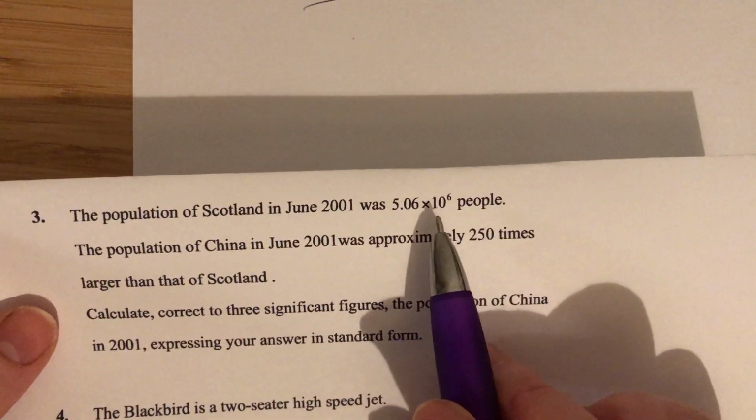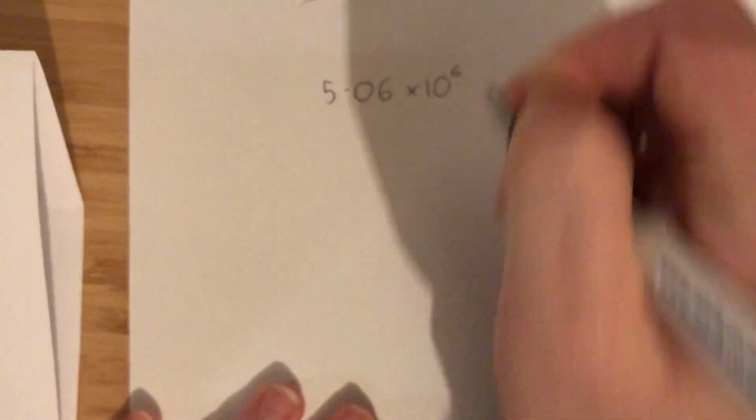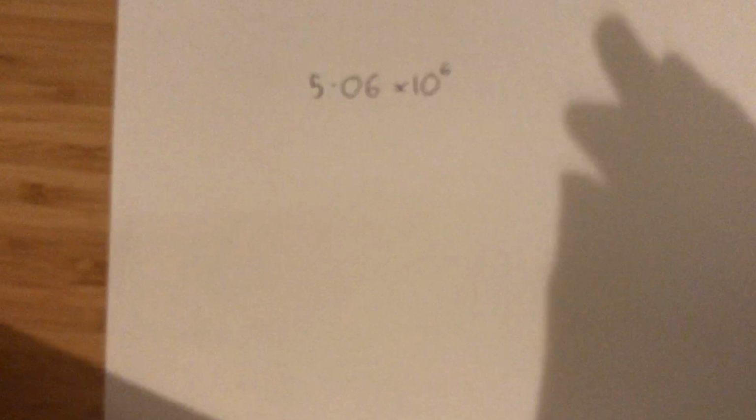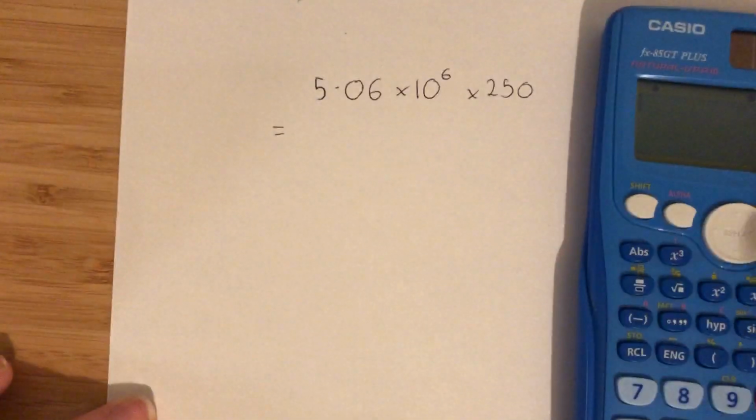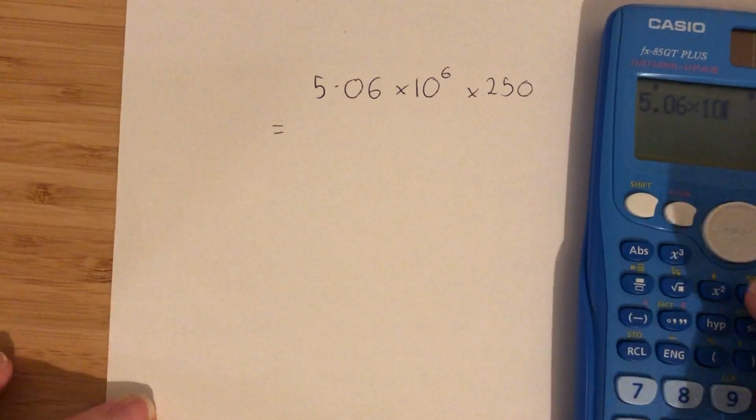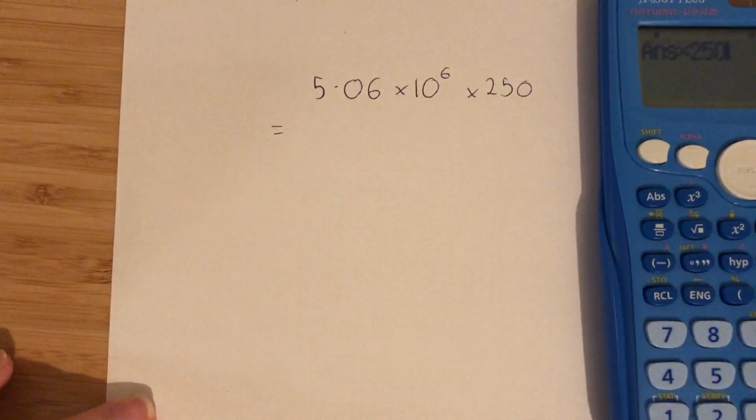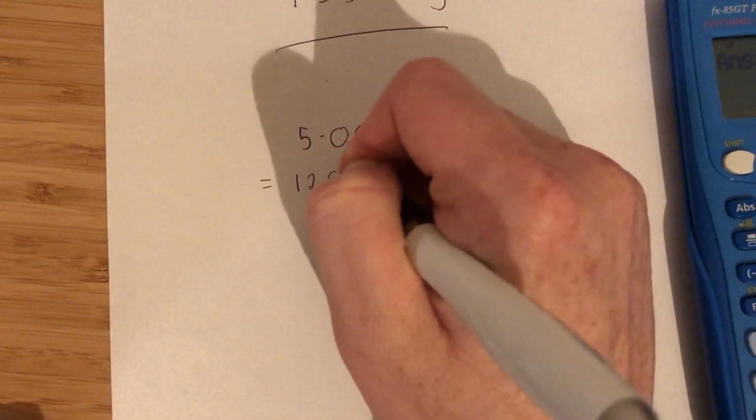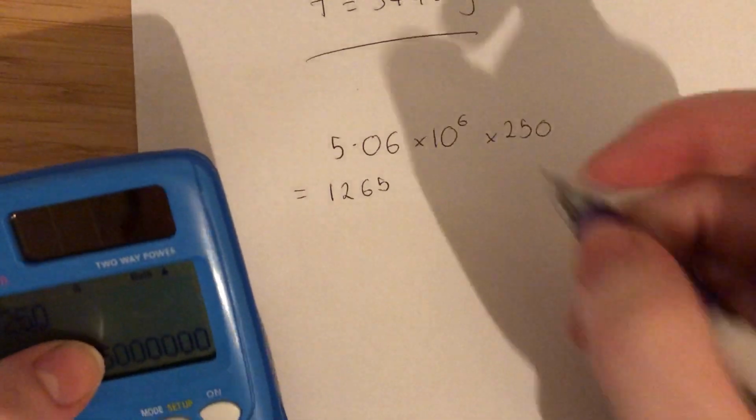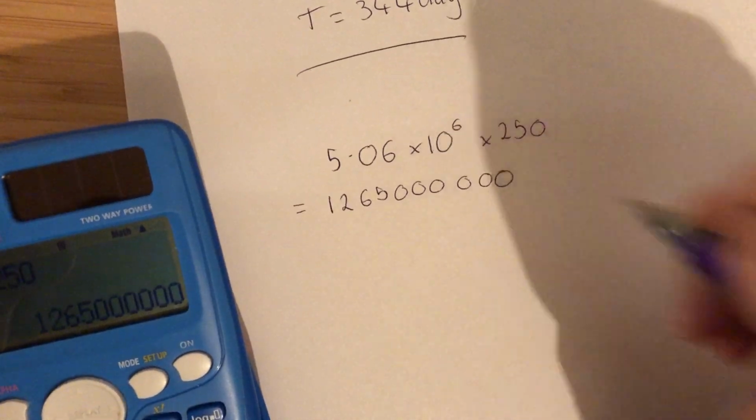So it was 250 times bigger, so we're just going to take the population of Scotland, which is 5.06 times 10 to the power of 6. And we were told that it's 250 times bigger, so we're going to multiply that by 250. Right, so let's get our answer. So we do 5.06 times 10 to the power of 6. So this was the population in Scotland, and we multiply that by 250. So we've got this answer here, 1265, and then just be careful, I'm just going to check my calculator. So 1, 2, 3, 4, 5, 6 zeros.